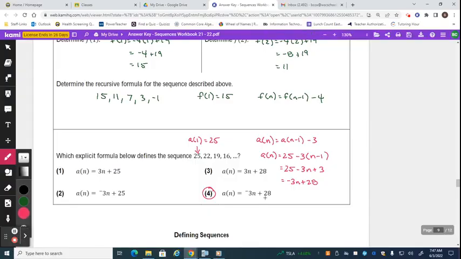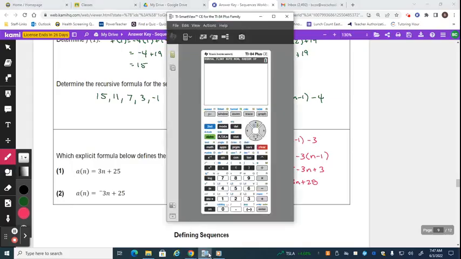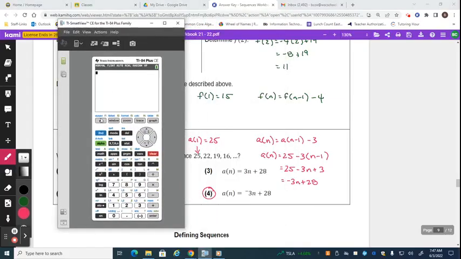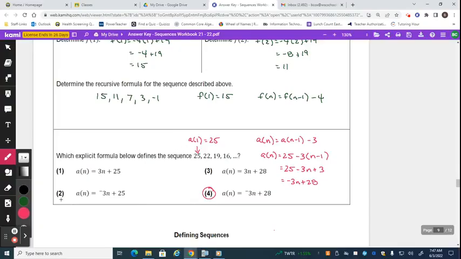So just to check, I would plug this formula in my calculator, just like we always do with y equals. And again, I want to make sure I look at the first term is 25. So not 0, but 1 for the x, the y is 25. And then 22, 19, 16. So that formula matches our sequence.